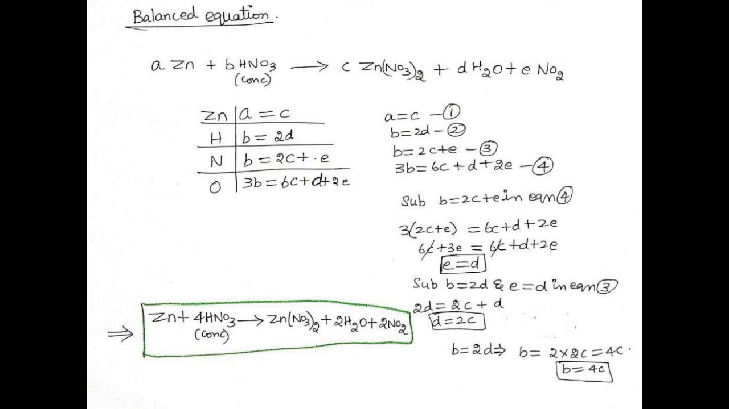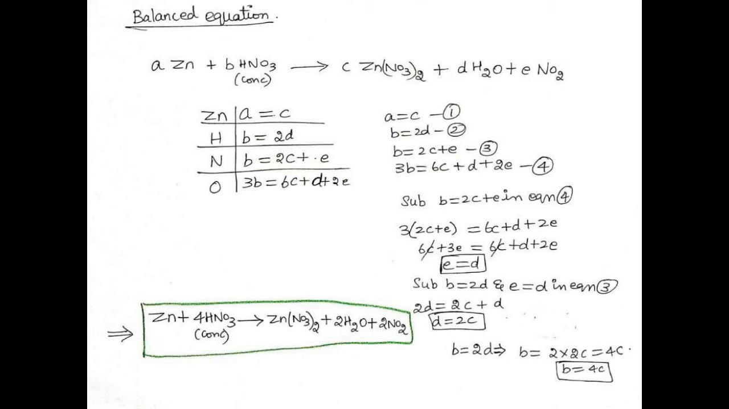So 2D is equal to 2C plus D, as E is equal to D. So we get D is equal to 2C. Okay, D is equal to 2C. Similarly, B is equal to 2D, we have in the second equation. So D is equal to 2C, so in the place of D we can substitute 2C. So B is equal to 2 into 2C, which is equal to 4C.